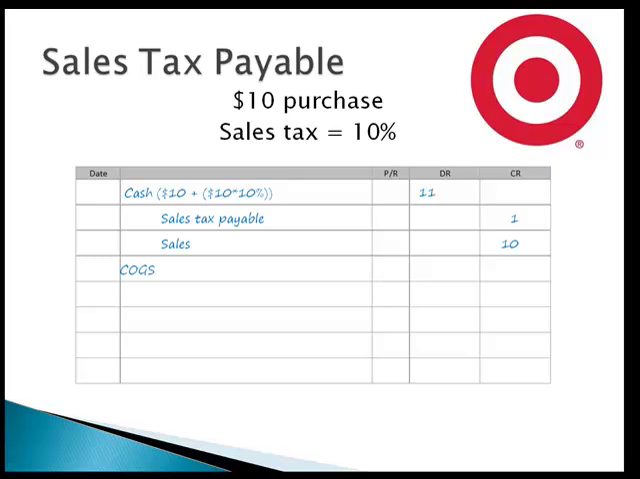The other part of this entry then would be a debit to cost of goods sold and a credit to merchandise inventory to record the cost of that inventory. Now I didn't give that information, so I just recorded X's here.